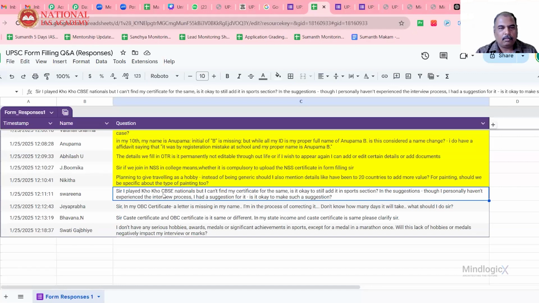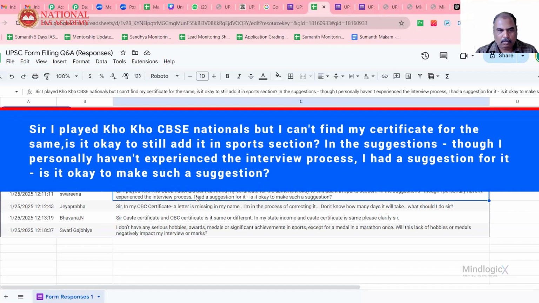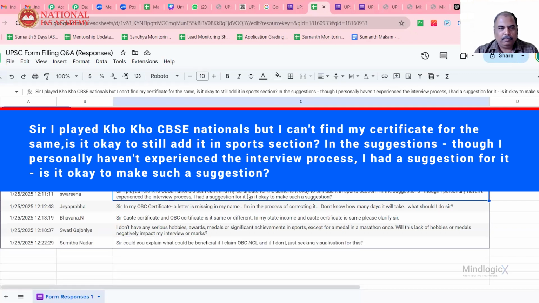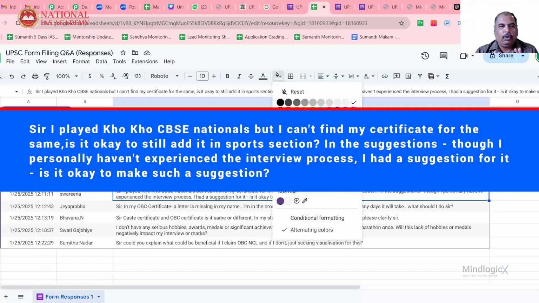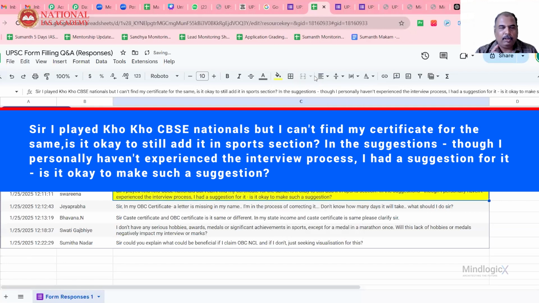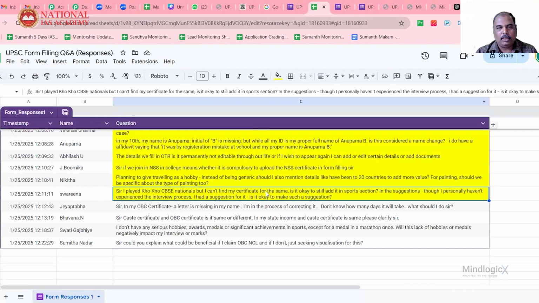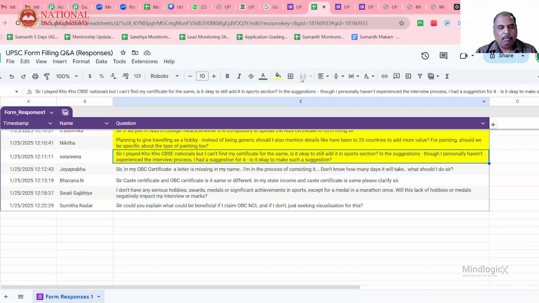So Swarina is asking this question. She has been to Coco Nationals but can't find the certificate. So if some achievement is there but there's no certificate, is it fine, sir? Not a problem. See, remember, they don't verify any certificates. They are going to verify only the certificates which you are uploading with respect to your community, your education, that's all. Others, NOC and so on. But otherwise, nothing on part of achievements, they are not going to verify. Students, I hope that part is clear. So anything related to hobby, they're not going to verify. It's only the community aspect.